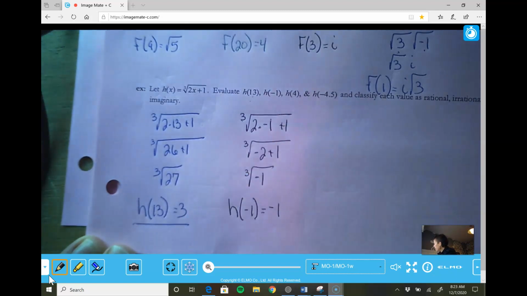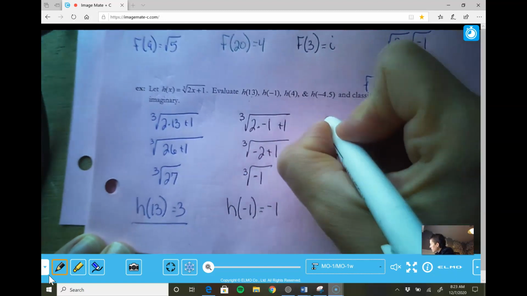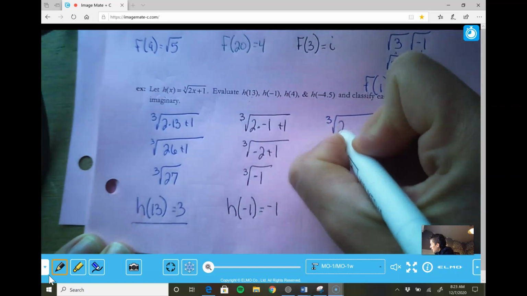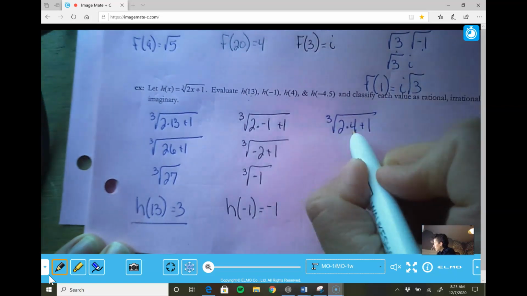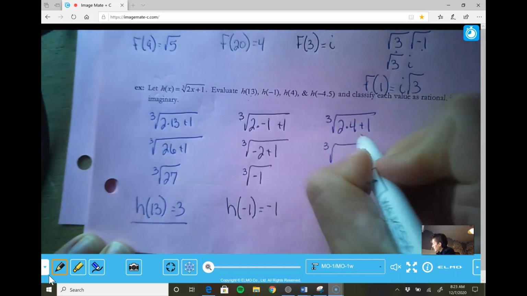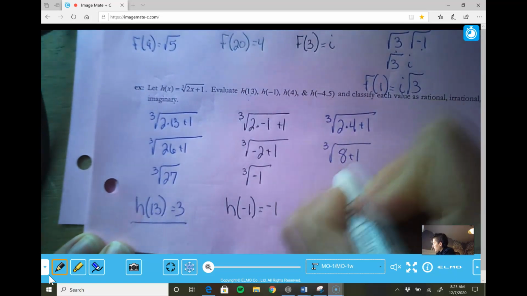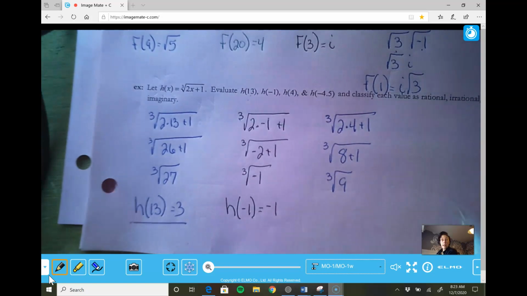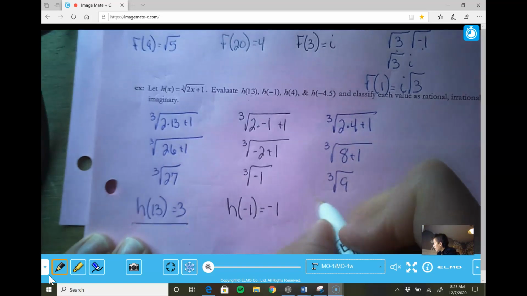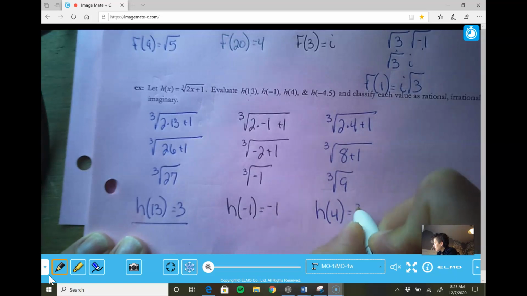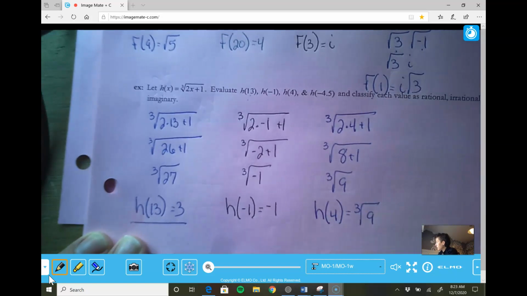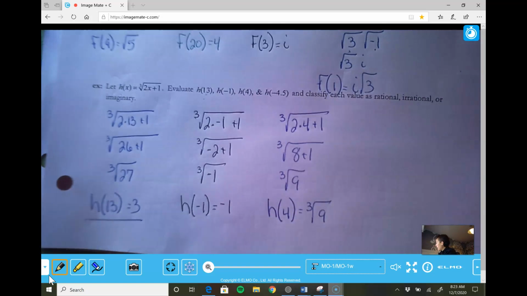Let's go for 4. So putting 4 in, 2 times 4 is 8. 8 plus 1 is 9. And we are stuck. We cannot take the cube root of 9 and get a nice number. We can take the square root of 9, but not the cube root of 9. So for this one, I'll just leave it as my function h, when x is worth 4, gives me the cubed root of 9. And the last one, let's put negative 4.5 in.